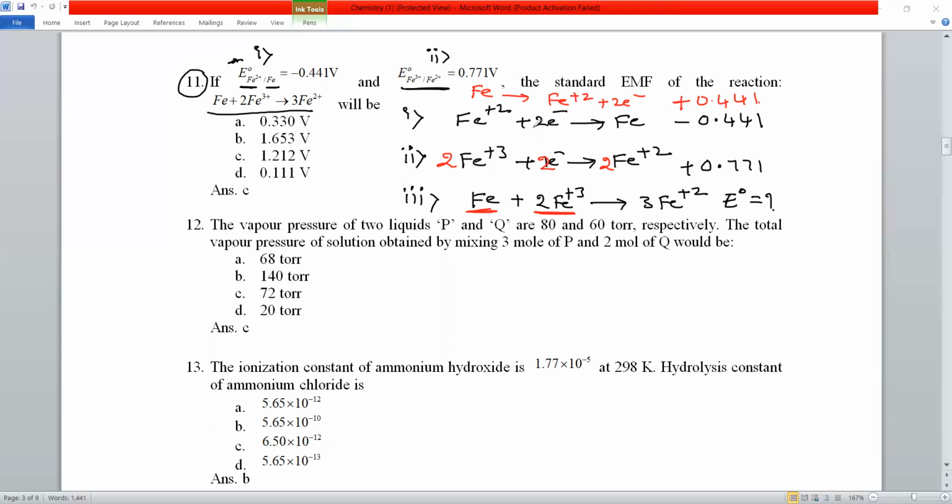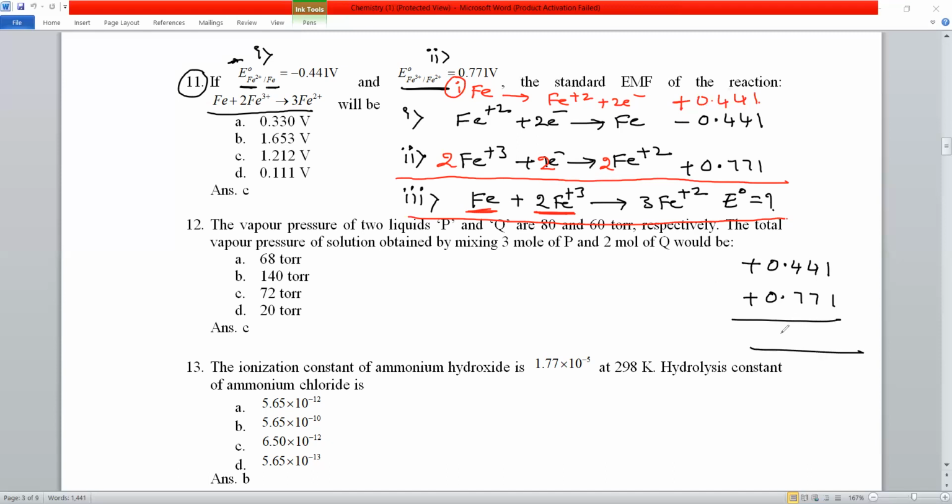So on adding equation number 1, which is now the reversed one, and equation number 2, we get the final equation. According to the final equation, add plus 0.441 plus 0.771. Adding these two, we get 1.212 volt. So the answer should be C, students.